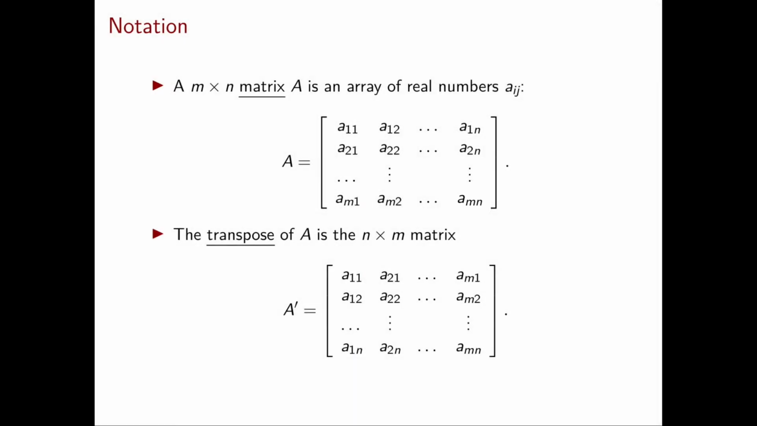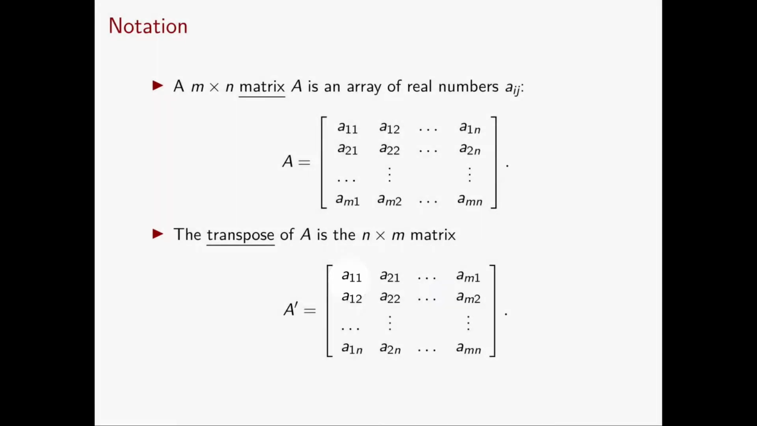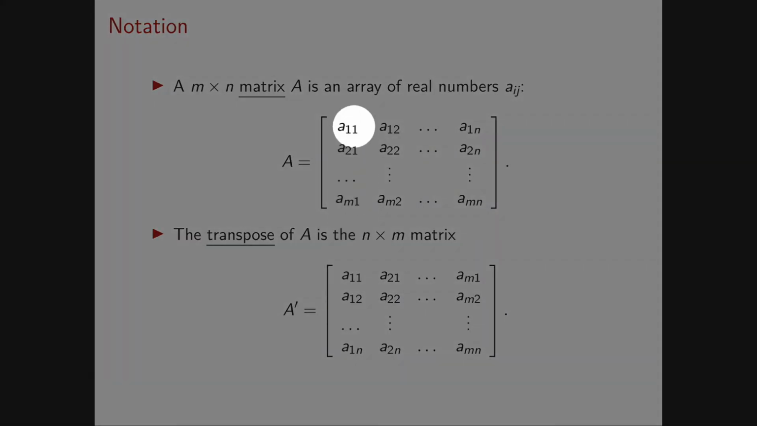The transpose of our m by n matrix is another matrix which is n by m and is obtained exactly by switching columns with rows. So for example, the very first column of A is a11, a21 until am1, and this column becomes the first row of our transpose matrix. So we have a11, a21 until am1.